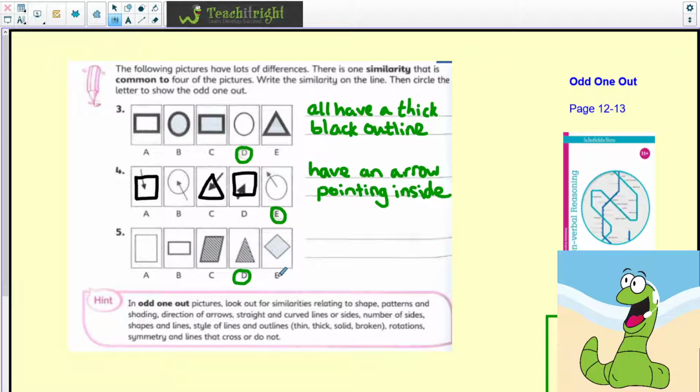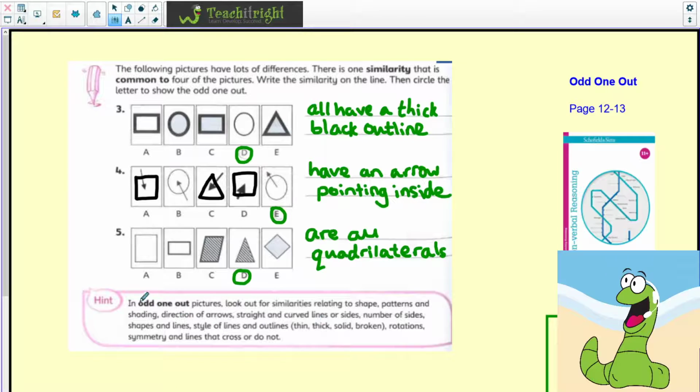Question 5, we've got A, B, C, D and E. And what have they got all in common? Well, they are all, and there's a nice word here for you, which I'm sure you all know, or hopefully have learnt from school already, and that is quadrilaterals. And what we mean by quadrilaterals is that they are all four-sided shapes.